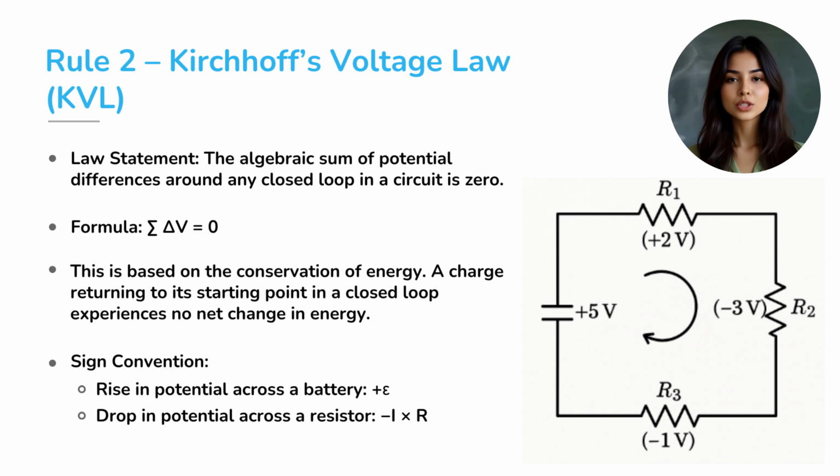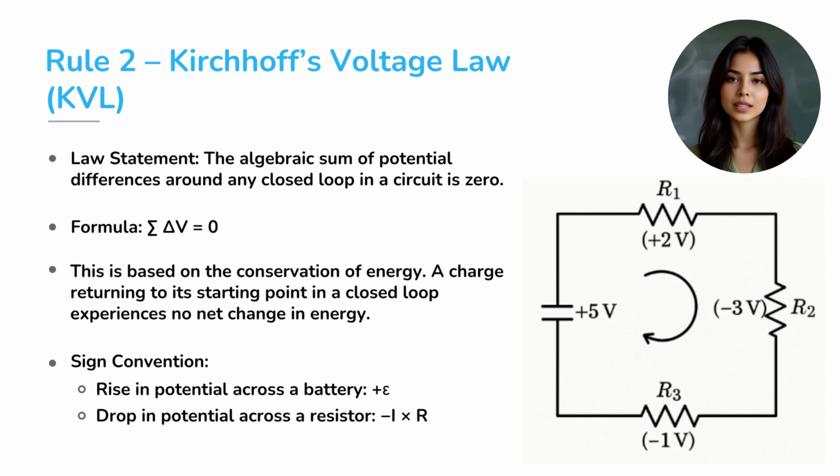Next, we have Kirchhoff's voltage law, also known as the loop rule. Law statement: the algebraic sum of all potential differences in a closed loop is equal to 0. This is based on energy conservation. If you follow a charge around a complete loop and return to the same point, the total energy change must be 0. In formula form, summation of delta V equals 0.